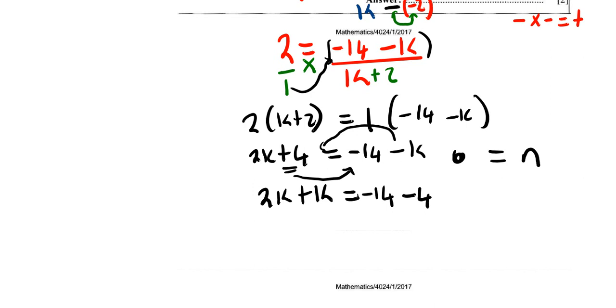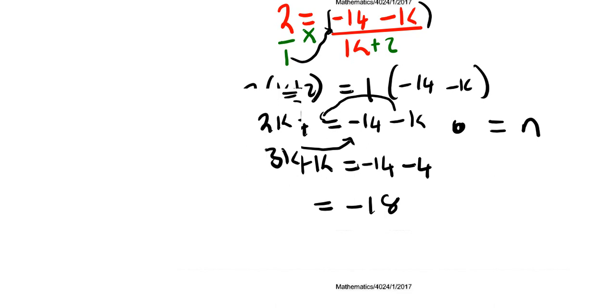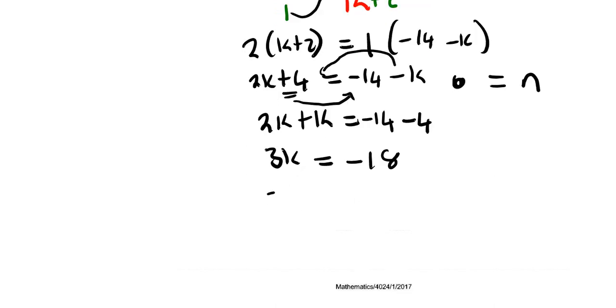Now let's try to simplify this further. Simplifying this further, you will realize that this is 2k plus k, that is 3k, is equal to negative 14 minus 4. We are basically adding, so that is negative 18. In this case, when you reach there, I don't like dividing from there because I feel like that's a very important stage. So I just copy that, paste it, then I divide.